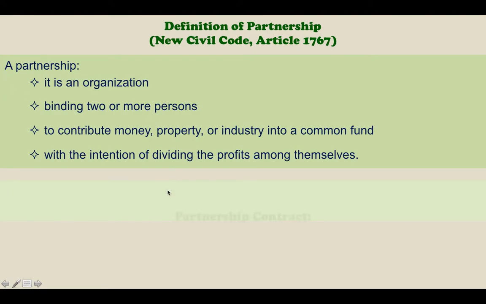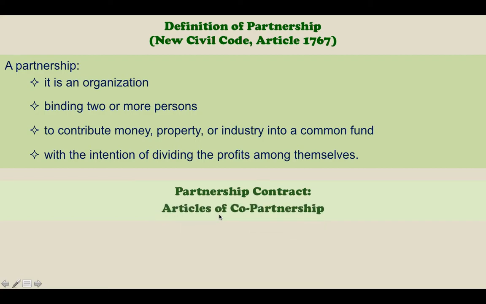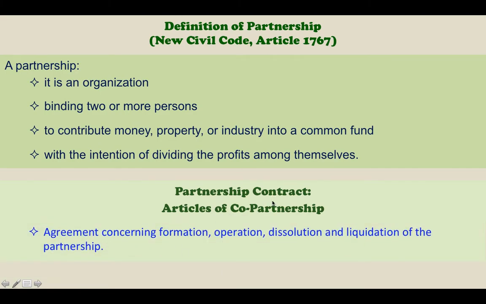Okay? So now let us discuss the partnership contract. The partnership that will be established by two or more persons is governed by a partnership contract. It is also called the Articles of Co-Partnership. And the partnership contract is an agreement concerning formation, operation, dissolution, and liquidation of the partnership. So this partnership contract will provide provisions or agreements in relation to formation, how it has to be formed, and operation, in particular, how the distribution of profits will be agreed upon.